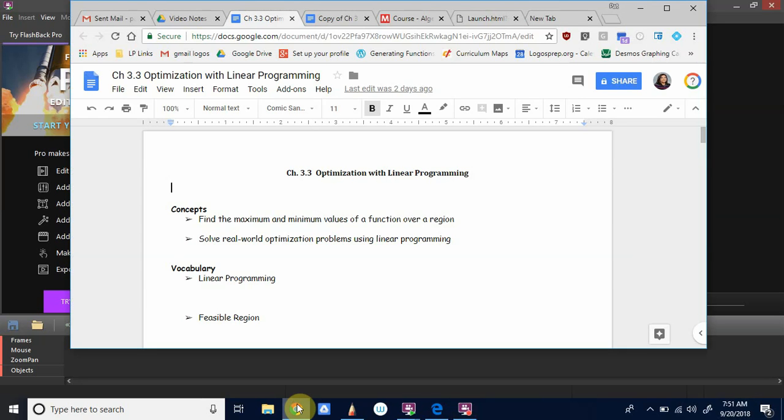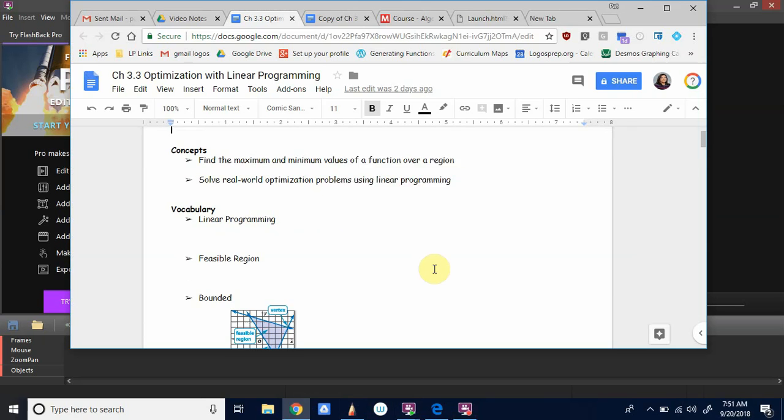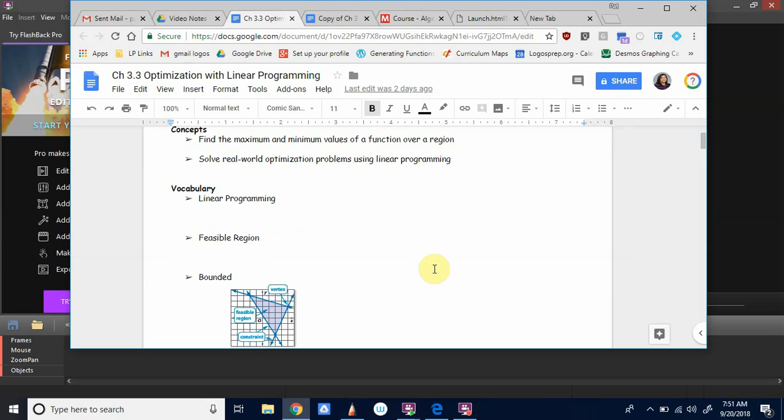Hello, this is section 3.3, optimization with linear programming. So in this section, we're going to find maximum and minimum values of a function over a region, and we're going to solve some real-world optimization problems using linear programming. So let's just go through the vocabulary really quickly. Basically, this is what we did in 3.2, but now we're applying it to real-world situations.